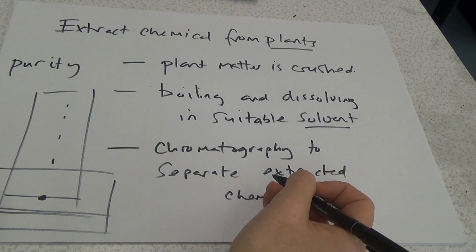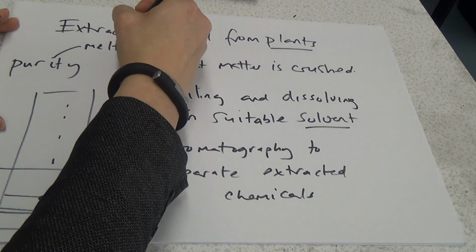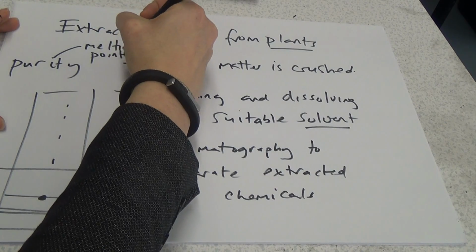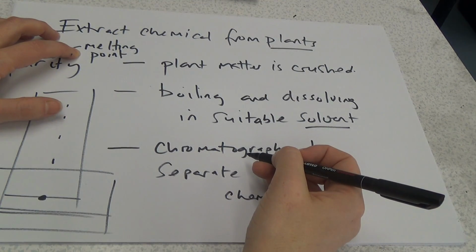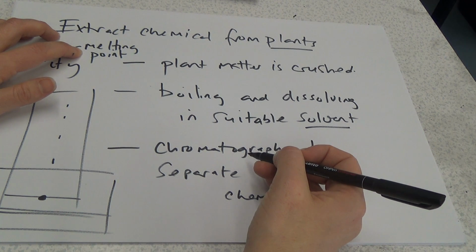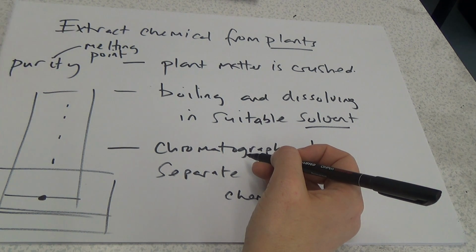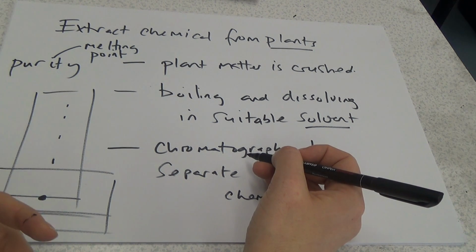Another way of testing for purity is melting point. So you can obviously use chromatography, but you can also use the melting point of your substance. The melting point of a pure substance should be very close to the real melting point of the substance. If it's slightly different, it basically means that the substance is slightly impure, but it can't be significantly different. If it's significantly different, then it's going to be a different chemical.